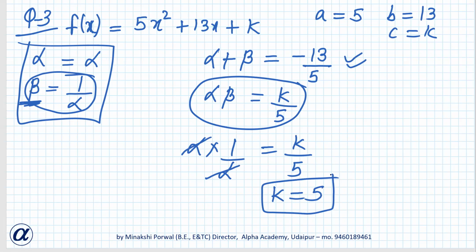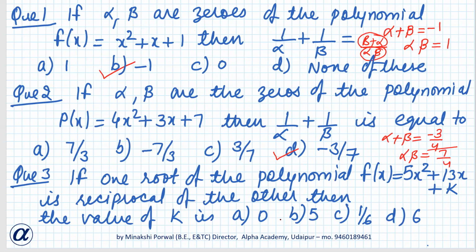Okay. In this type of question, wherever you are given one of the zero as reciprocal of another, you have to take only the latter relationship, that is alpha beta equals to c by a. So one is reciprocal of another, this both will cancel. Alpha and 1 upon alpha will cancel and this will be 1. So you will get the value of unknown. Okay. So k equals to 5 is the answer.